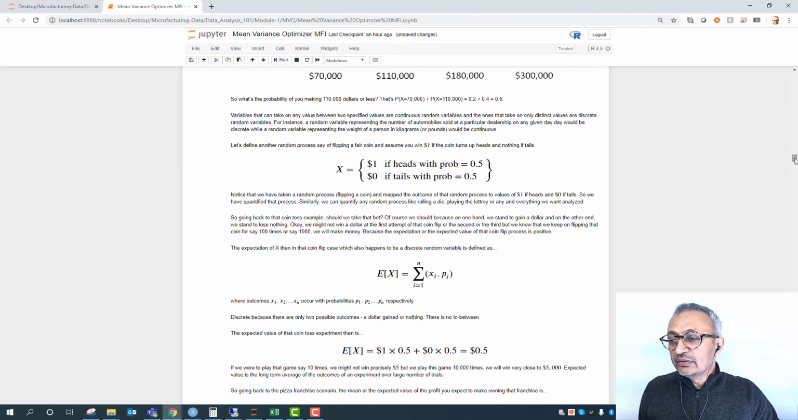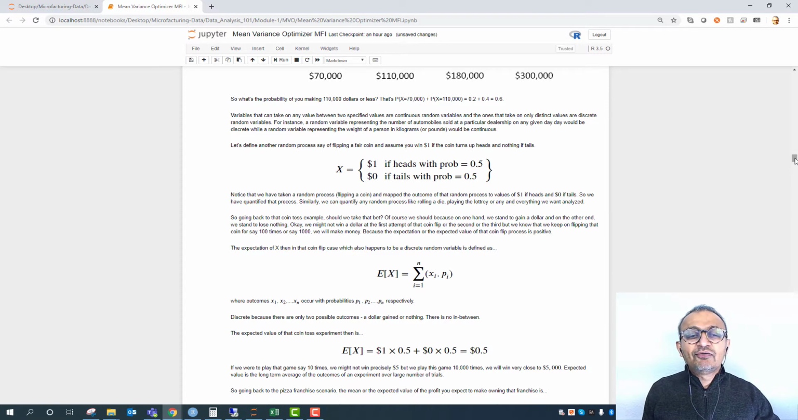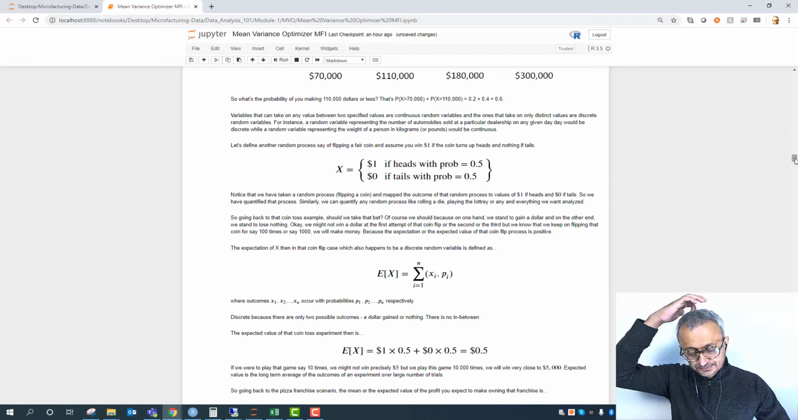So notice that we have taken this random process of flipping a coin and mapped the outcome of the random process to the values of 0 and 1, which is a dollar gained versus nothing gained, but nothing lost either, if tails. So 0 or 1, right? So we have quantified this process, and similarly we can quantify any random process like rolling a die, as we just talked about, playing the lotto, the lottery, or anything and everything we want to analyze, right?